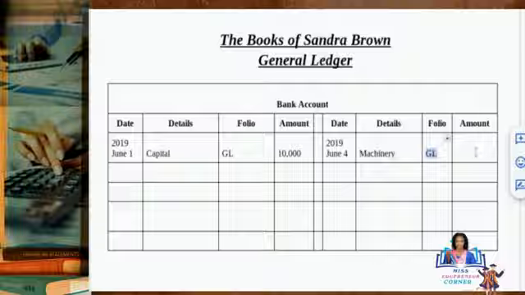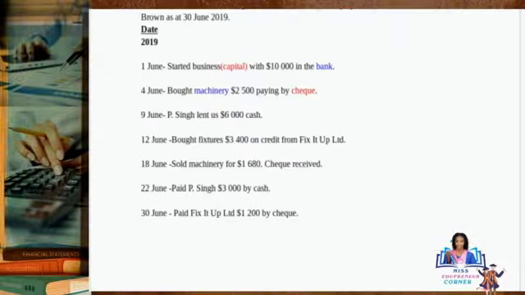And the amount is $2,500. On June 9, P. Singh lent us $6,000 cash. So right here, P. Singh is a liability to the business because the business would now owe P. Singh, seeing that P. Singh would have lent Sandra $6,000 cash. So P. Singh is a liability and Sandra's liability will be increasing. So hence P. Singh's account needs to be credited.